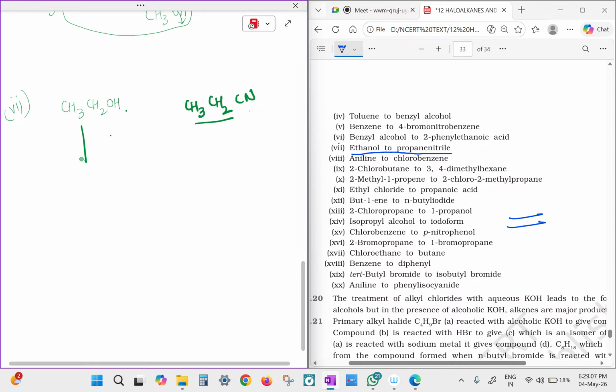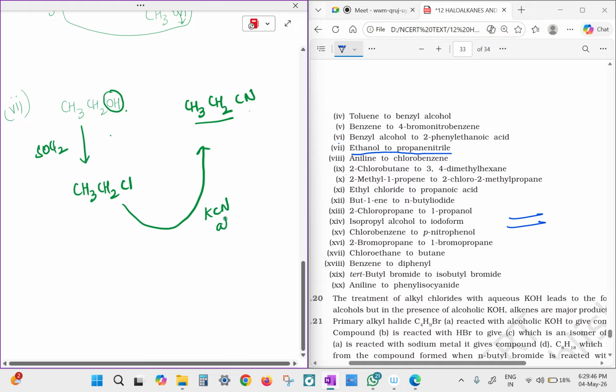Can you think and tell me what is happening? Simple case, no? We can do the partial hydrolysis. Oh, sorry. We have to replace OH with a cyanide. We can first convert it to CH3CH2Cl, and then do it. So SOCl2 or ZnCl2, HCl, and then go for KCN in the presence of alcohol. CN minus will replace the chloride, nucleophilic substitution.